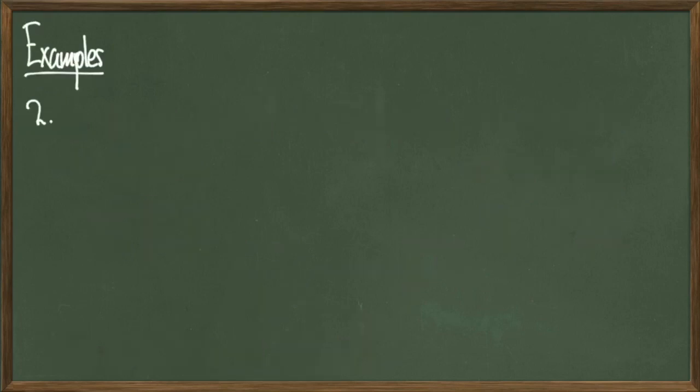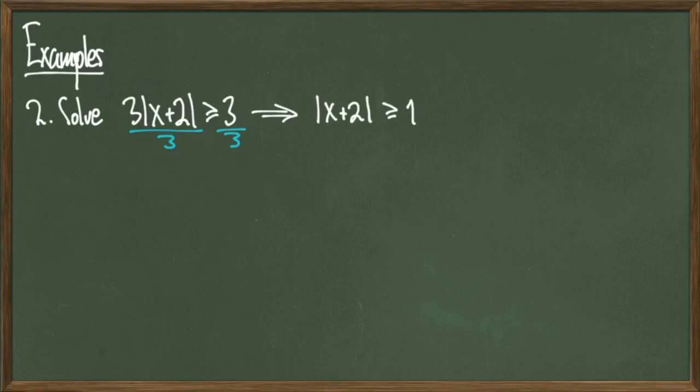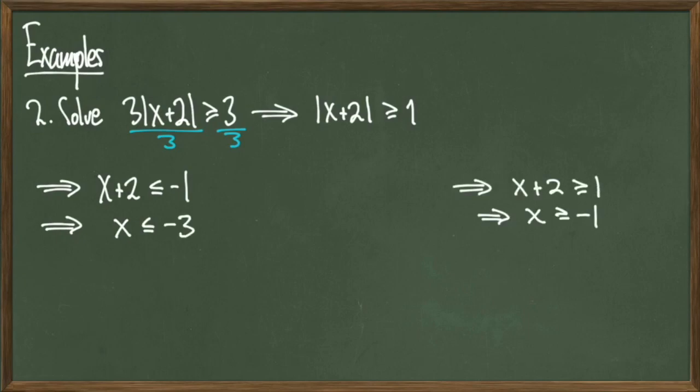For our next example, we'll solve 3 times the absolute value of x plus 2 is greater than or equal to 3. First thing I'll do is divide both sides by 3 to get the revised inequality absolute value of x plus 2 is greater than or equal to 1. I'll set up my first inequality by dropping the absolute value bars to give me x plus 2 is less than or equal to negative 1, which gives me x is less than or equal to negative 3. And then in my second inequality, I have x plus 2 is greater than or equal to positive 1, which gives me x is greater than or equal to negative 1.